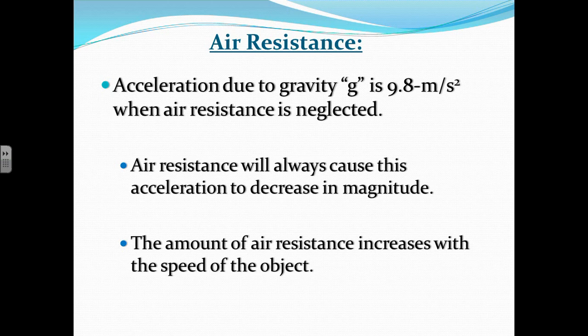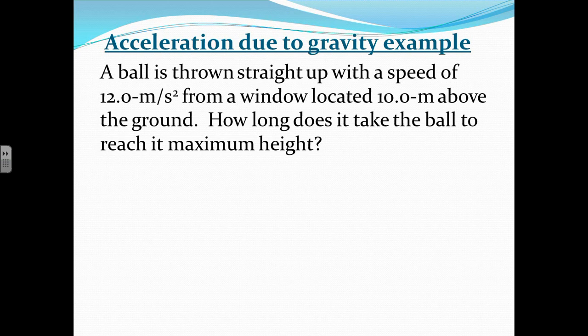I'd like to solve a problem that has to do with acceleration due to gravity, and we're going to use the kinematic equations that we derived and that are found in your reference tables to do so. In this problem, a ball is thrown straight up in the air with a speed of 12 meters per second from a window that's located 10 meters above the ground. We want to know how long it takes this ball to reach its maximum height. Please note that I have a typo here: it's 12 meters per second, not 12 meters per second squared.